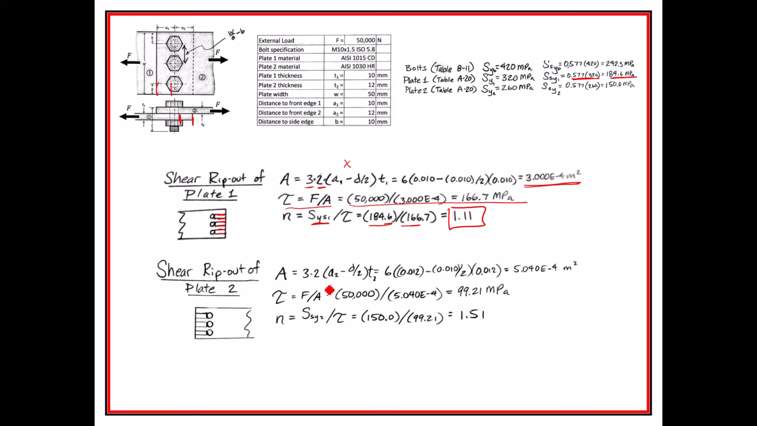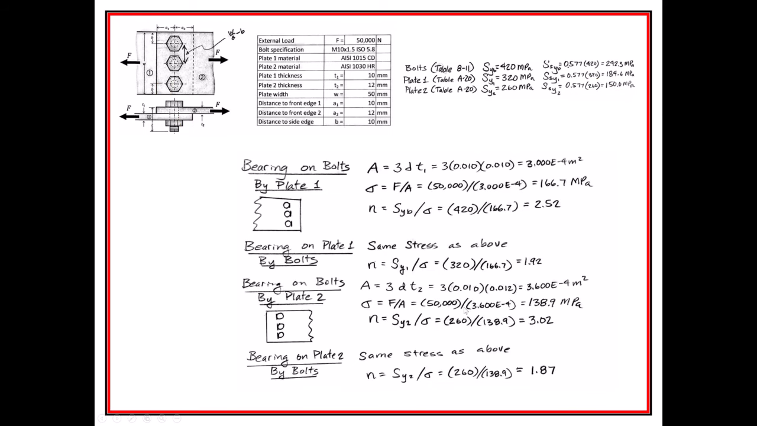For plate 2, all the same things, except that we have a different A2 and we have a different thickness right here. So we have an area right here, and we actually end up with a lower stress. Interestingly enough, it almost comes out to an even number right there. When we get to the 0.577 times plate 2's yield strength, we end up with a shear yield strength of 150. So then we end up with a safety factor of 1.51. So he looks like he might be okay.